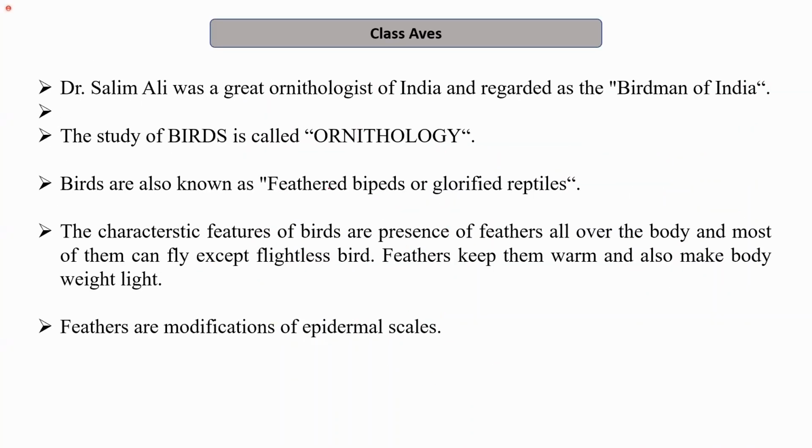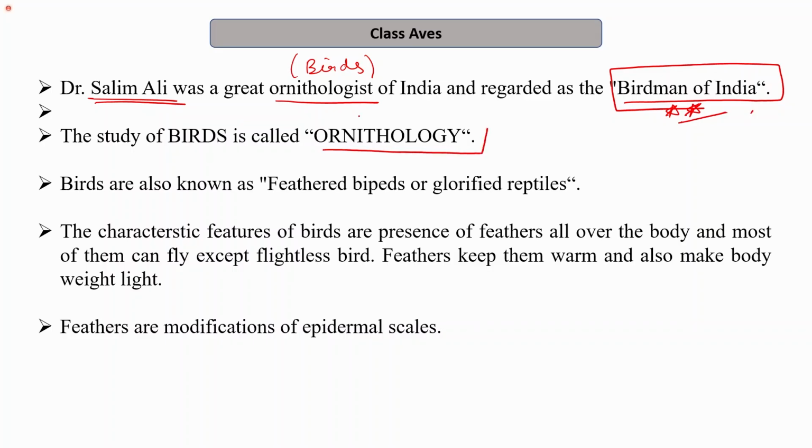The next is class Aves. So Dr. Salim Ali, it is related. Class Aves includes birds. Dr. Salim Ali was a great ornithologist in India and is regarded as the birdman of India. So he's regarded as the birdman of India. The study of birds is called ornithology.